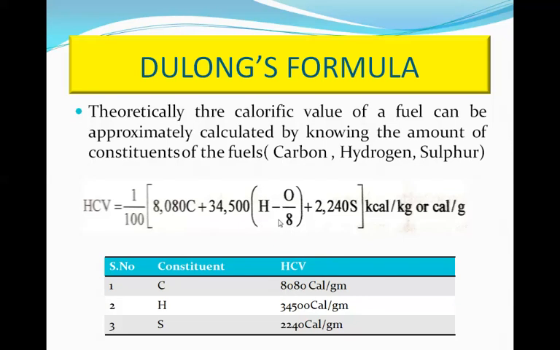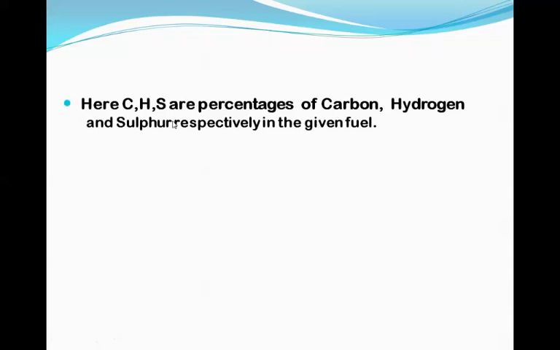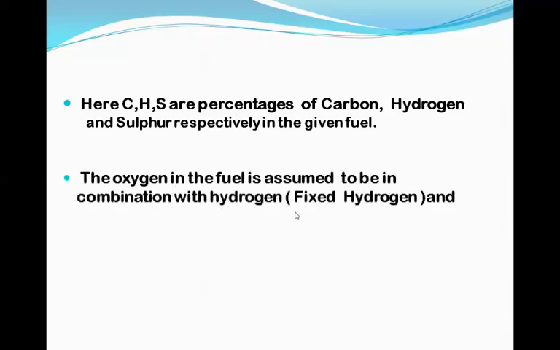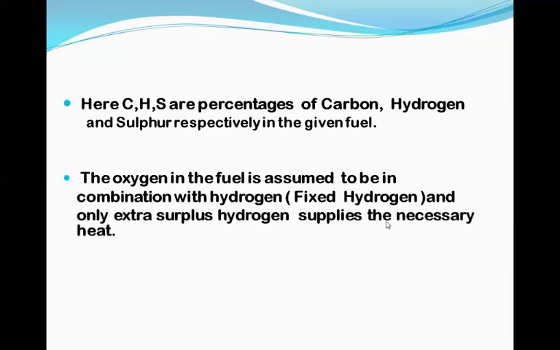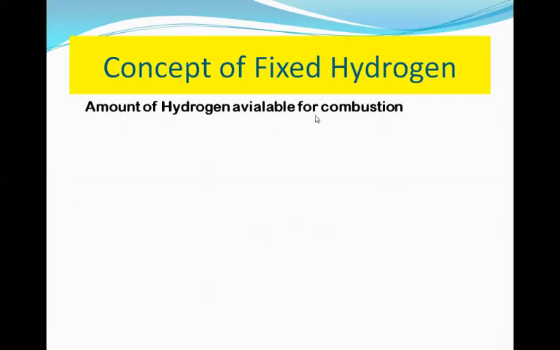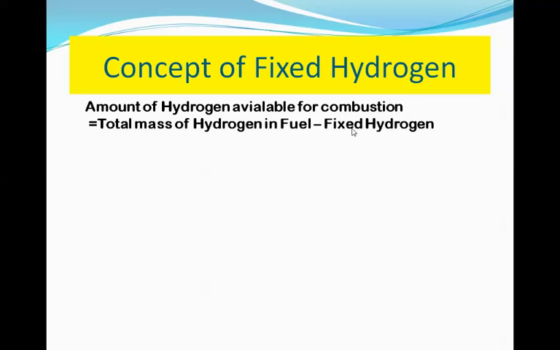Now, the factor H minus O by 8 is very important for calculating the calorific value. Here, H and O represent the percentages of these elements respectively. The oxygen in the fuel is assumed to be in combination with hydrogen, that is fixed hydrogen, and only the extra surplus hydrogen supplies the necessary heat. This is the important thing, and the concept of fixed hydrogen can be understood like this: the amount of hydrogen available for combustion is the total mass of hydrogen in the fuel minus fixed hydrogen. Now, what is this fixed hydrogen? Fixed hydrogen is nothing but 1/8 the mass of oxygen in the fuel.